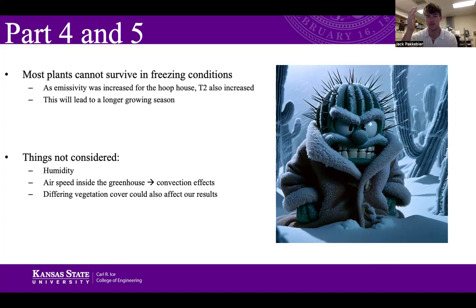So I had also thought of this, used an AI image generator to get a very cold cactus in a coat. And I thought that was kind of fun.